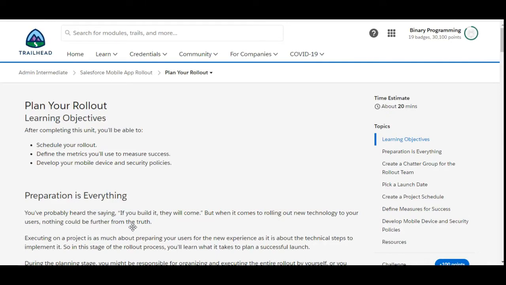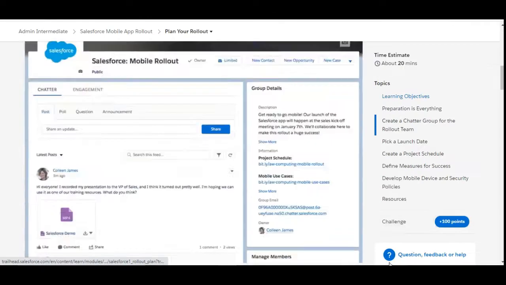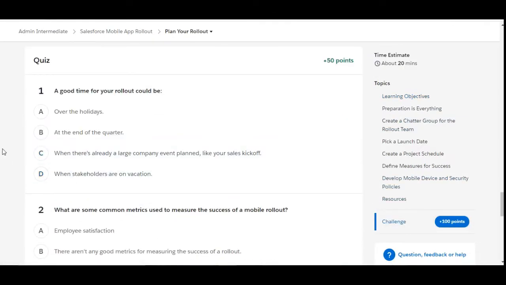In this video, we will solve the fifth challenge of the Salesforce Mobile App Rollout module of Admin Intermediate. The name of the challenge is Plan Your Rollout. Let's move to the challenge. So in this challenge, we have some theory questions. Let's solve the first one.